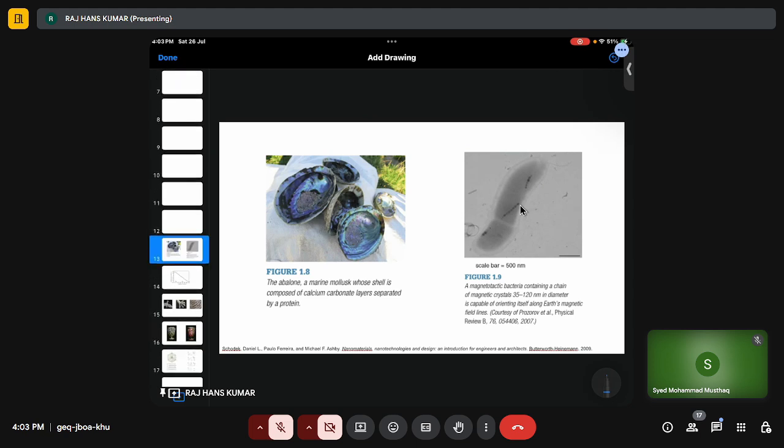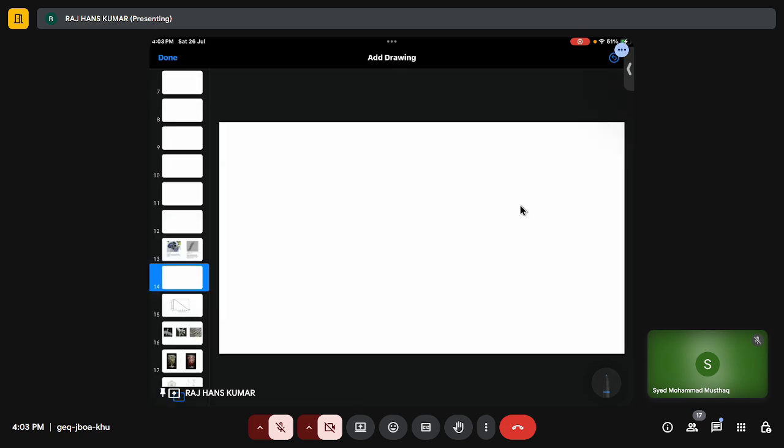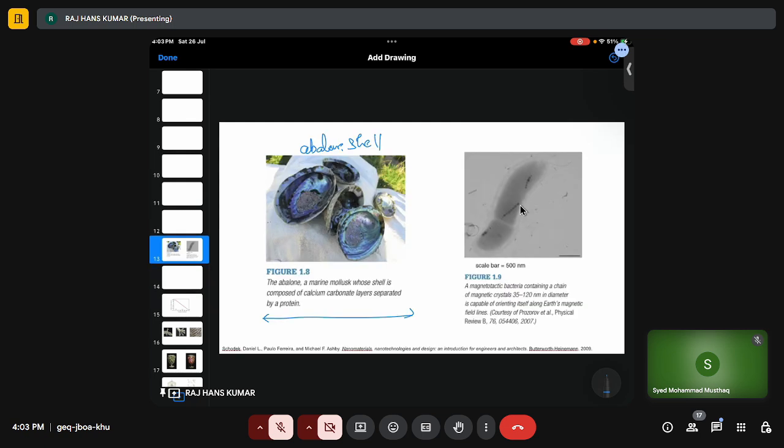Now, moving on to how these nanomaterials are available in nature. So that is one very intriguing part. Why? Because you can see this shell, or people call it an abalone shell. Now why am I showing this? Because it is hard to break these shells, right?